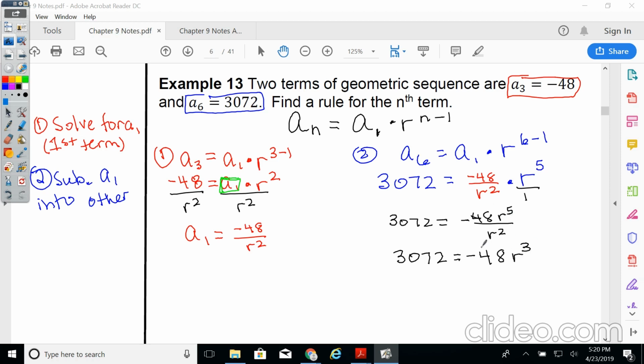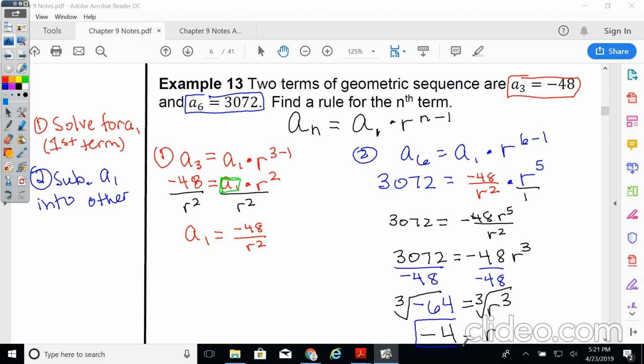All right, so solving for r, we divide both sides by negative 48, and in your calculator, dividing this by negative 48 is negative 64 equals r cubed. And think back to radicals. To get rid of a cube, we have to cube root both sides. So we take the cube root of negative 64, and we get that r is negative 4.